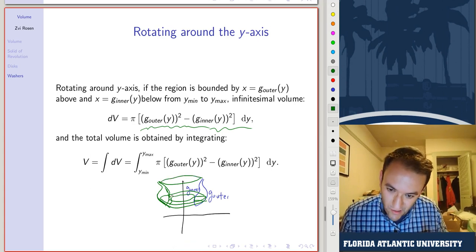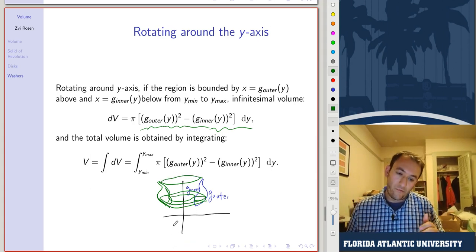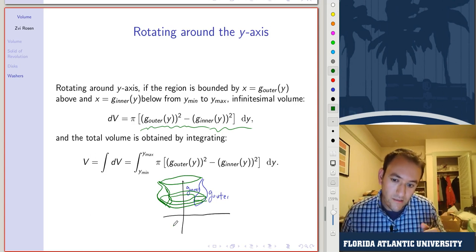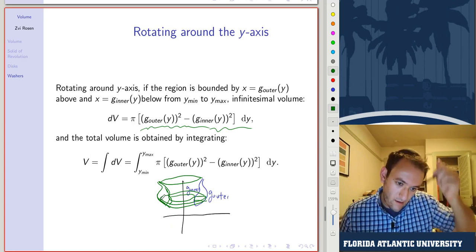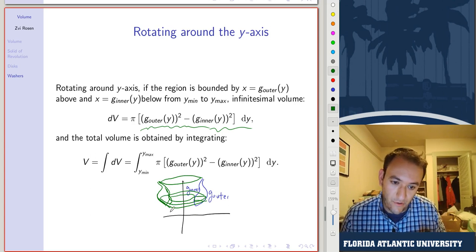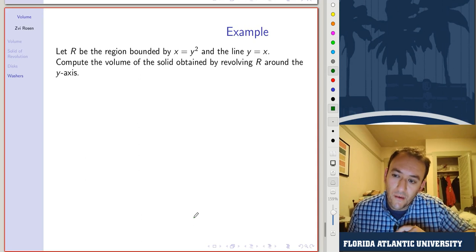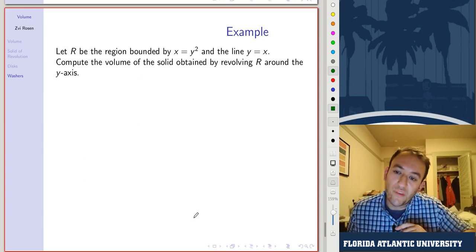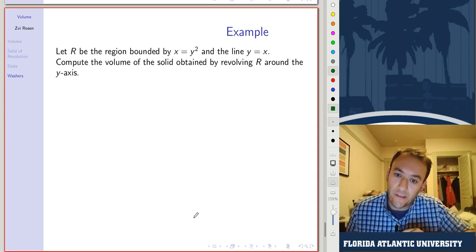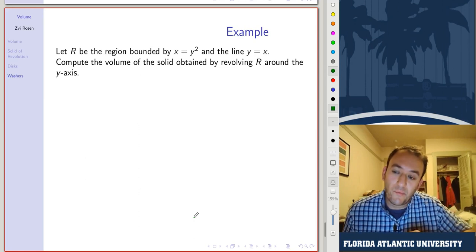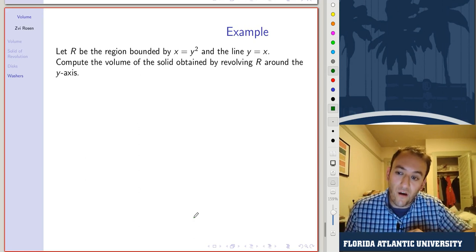It'll be a nice solid where you have some thickness in the walls, but it's got a tunnel through it, so it looks a lot like a donut. Okay, so let's look at an example. Let R be the region bounded by x equals y squared and the line y equals x. Compute the volume of the solid obtained by revolving R around the y-axis.